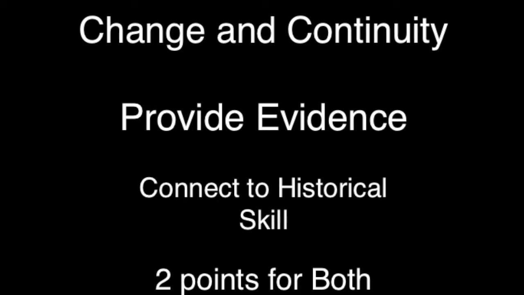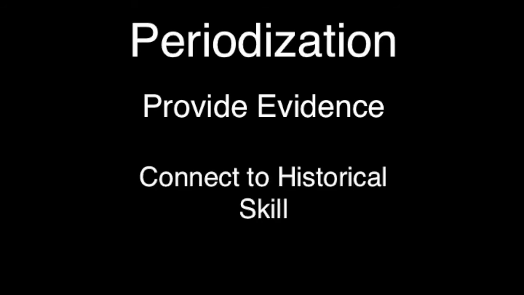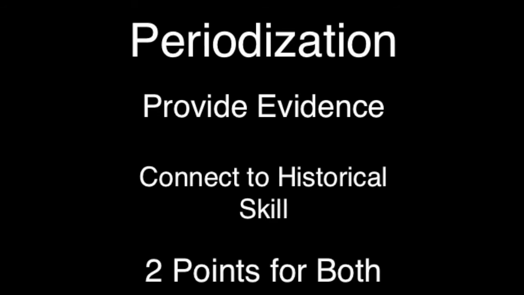So for example, in our next type of essay, the students could be asked to do something on periodization. In that particular case, once again, they're going to be asked to provide evidence in order to back up the arguments that they're making on periodization. They can get 1 point for doing this. If they want to get 2 points, then they're going to have to connect that evidence back to a historical skill. If they provide both the evidence and the historical skill, they would then get 2 points for having done both of these skills.